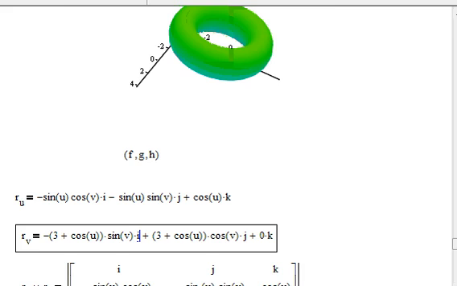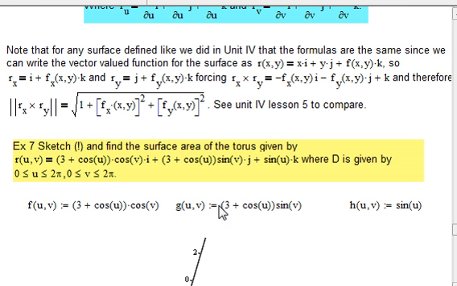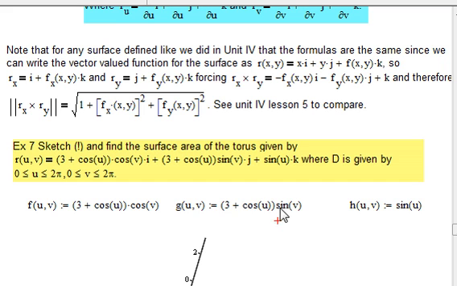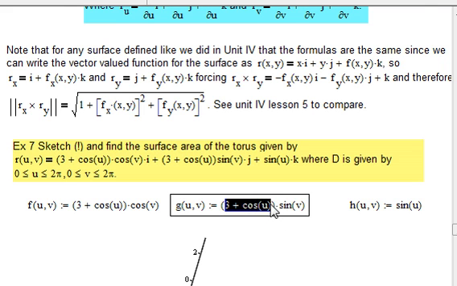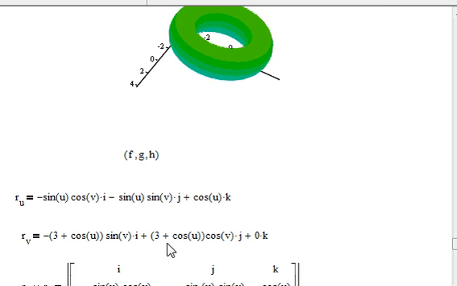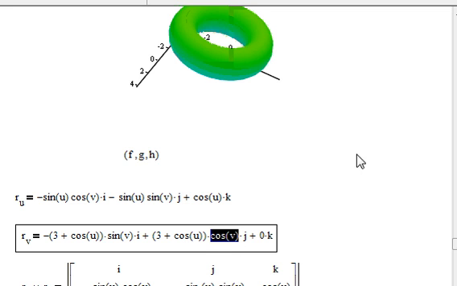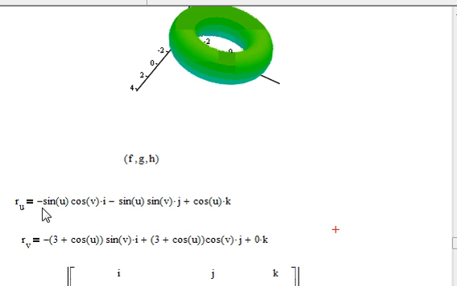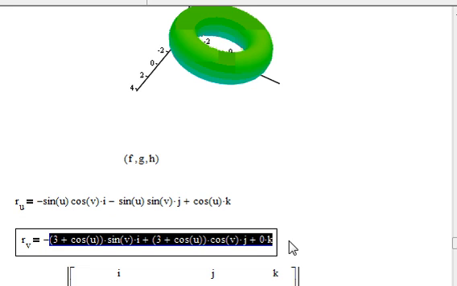times i. Similarly, take the derivative of this with respect to v. We get cosine here, and this is still a constant, so 3 plus cosine of u times the derivative of sine of v, which is cosine of v. And then finally the last part, the derivative of sine of u with respect to v is the derivative of a constant, which is 0.